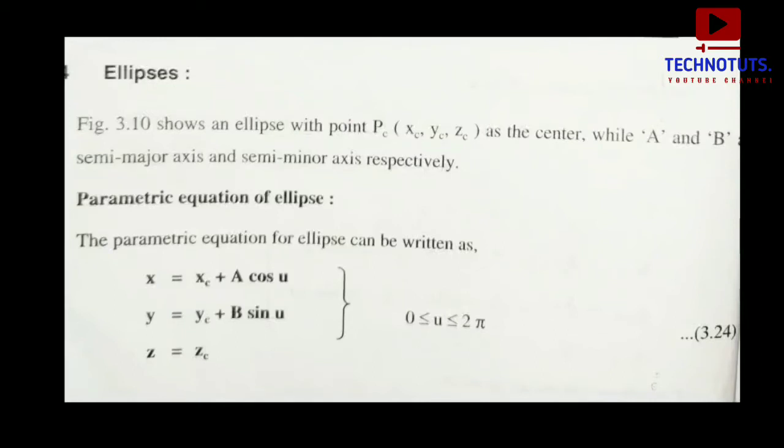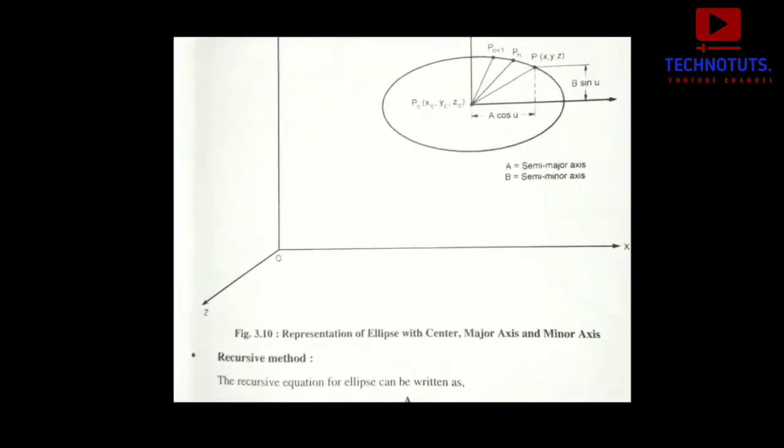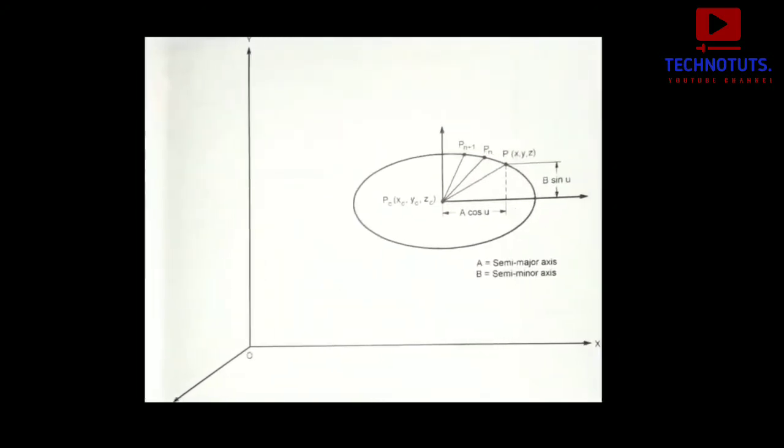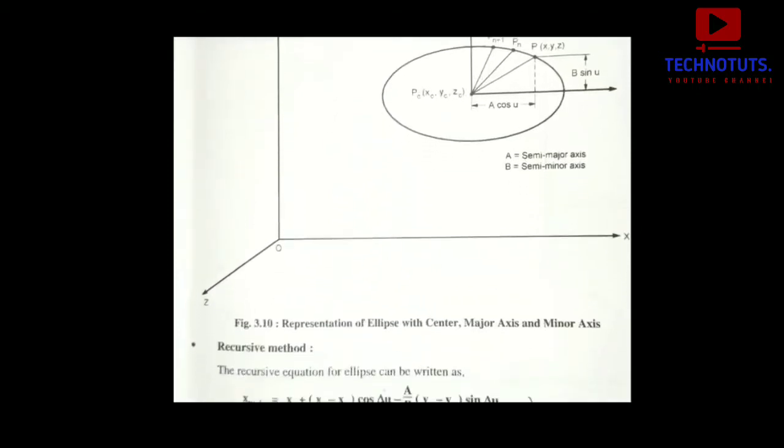Let us see the parametric equation of an ellipse. The parametric equation for an ellipse can be written as x is equal to xc plus a cos u, y is equal to yc plus b sin u, and z is equal to zc, where the value of u varies from 0 to 2 pi. See, this is the figure of an ellipse having center at point C and A, B as the semi-major axis and semi-minor axis.